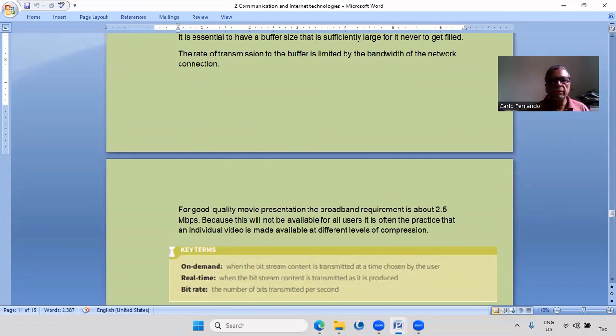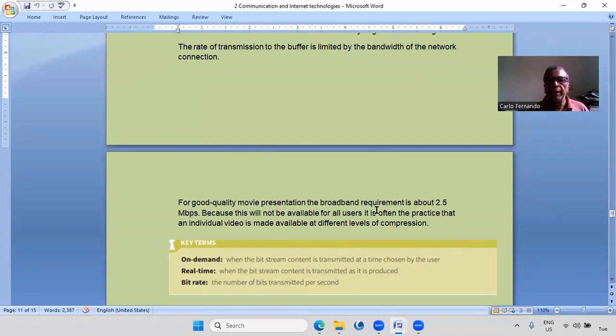For good quality movie presentation, the broadband requirement is about 2.5 Mbps, 2.5 megabits per second. That's for a good quality movie presentation. Because this will not be available for all users, it is often the practice that an individual video is made available at different levels of compression. So this 2.5 Mbps may not be available to everyone.